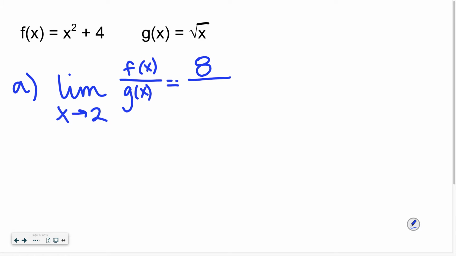What's the limit as x approaches 2 of g? Radical 2. Hey, and guess what? It's AP Calculus. You can leave it like that. You can leave a radical in the denominator.